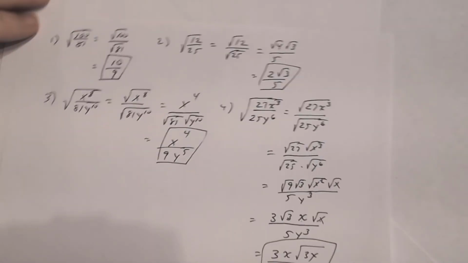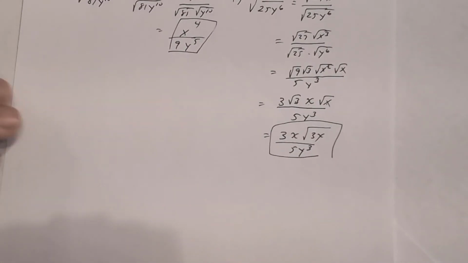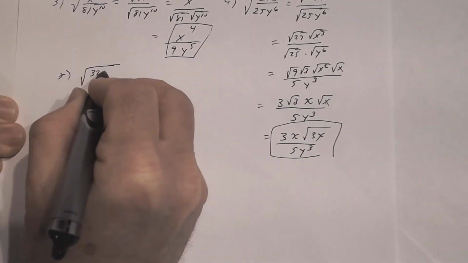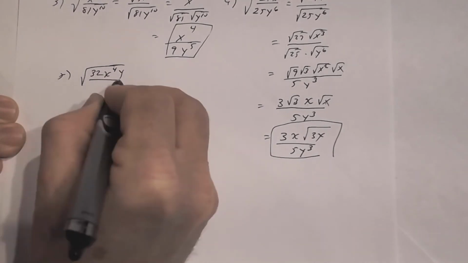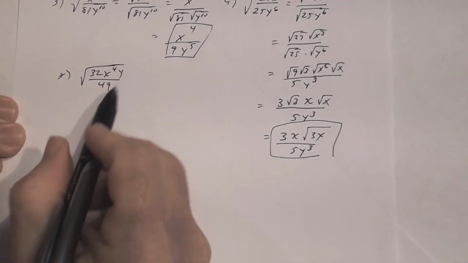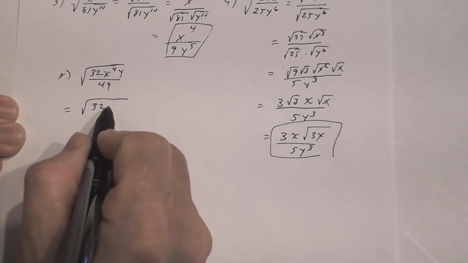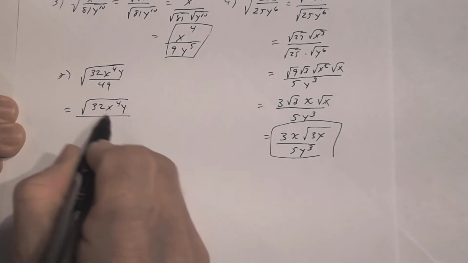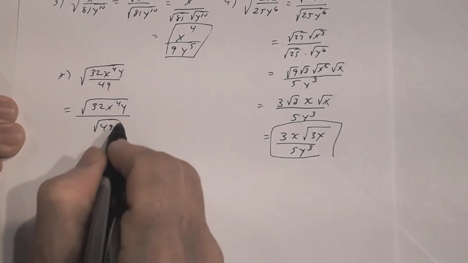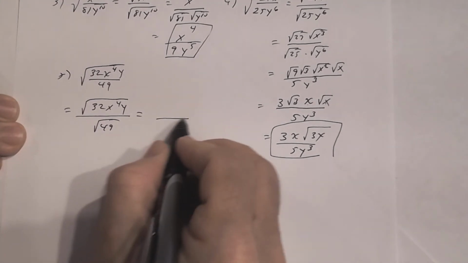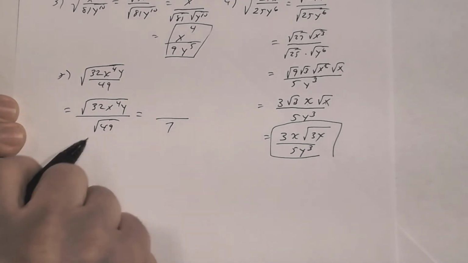All right, and then finally, number 5. Let me go ahead and rewrite number 5 here. So number 5, we have the square root of 32 x to the 4th y, divided by 49. Now again, according to the quotient rule, I can rewrite this as the square root of the numerator, 32 x to the 4th y, divided by the square root of the denominator. Now the denominator is the easy kind because 49 is a perfect square. So that's going to be 7 in the denominator. 7 times 7 is 49.